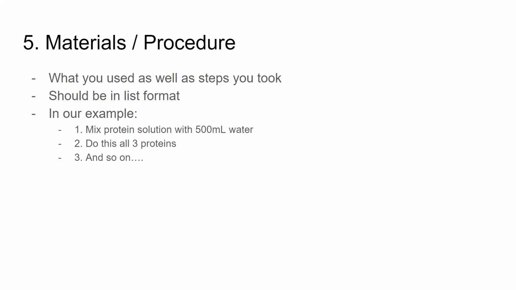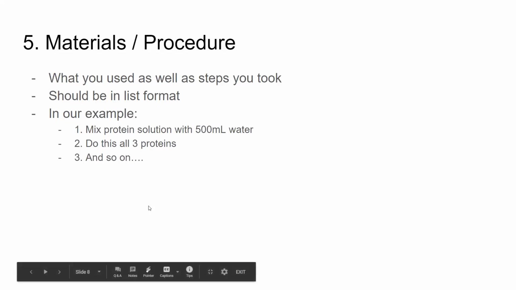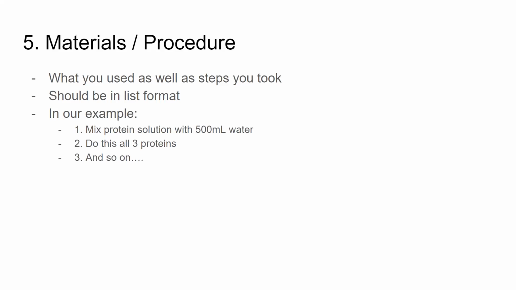You want to make your procedure pretty detailed. Make sure that you're going over every step you took to do this experiment. You can always use quick annotations, right? Like I didn't write: mix the RAS protein solution with 500 milliliters water, mix the P53 protein with 500 milliliters water. I just said do this for all three proteins. So that's another way you can make your procedure shorter, but you're still including all the steps. Make sure you include all of your steps in your procedure. You do not want to skip anything.